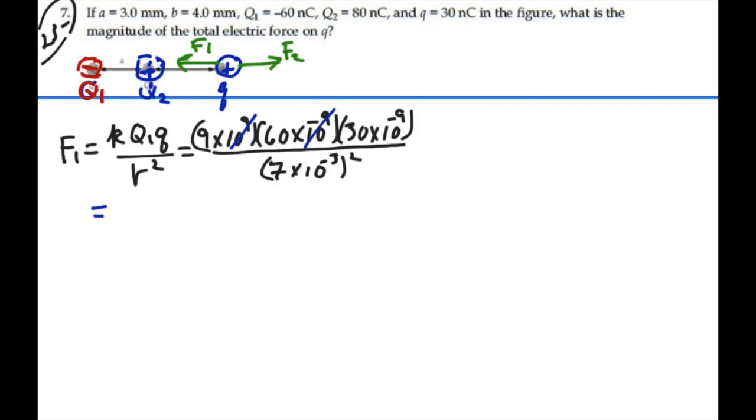I get 0.3306 newtons. And that is going to the left like this. So that is our F1.